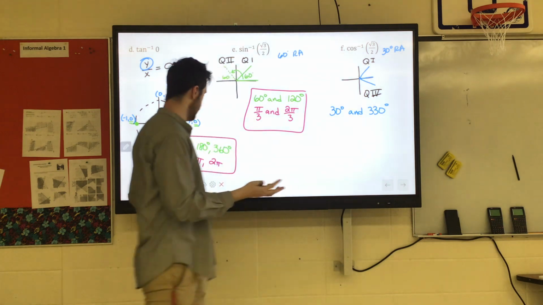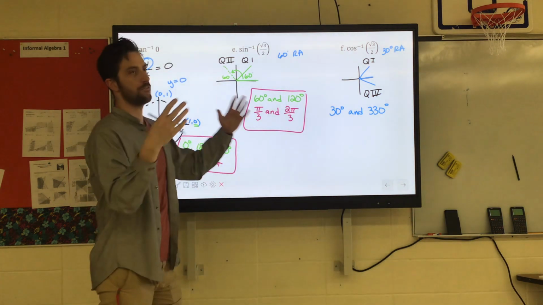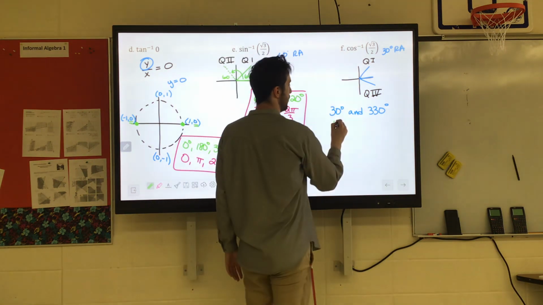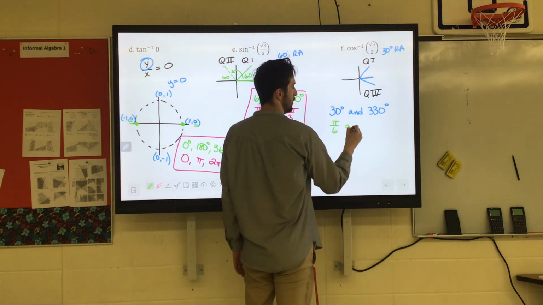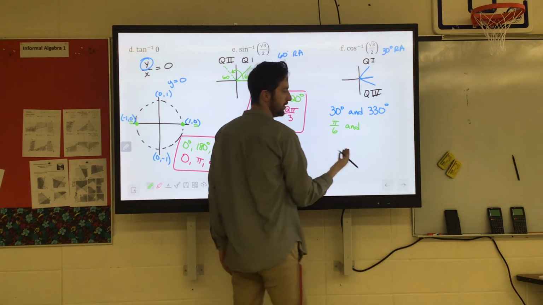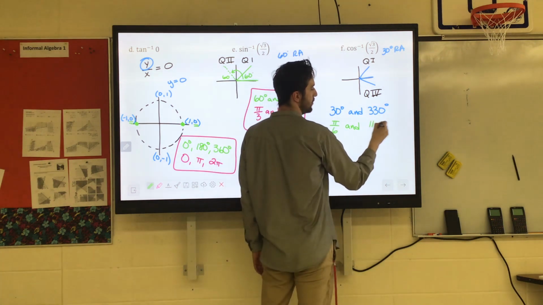And we'll just scale these. 30 is what fraction of 180? It's 1/6 of 180. So this would be pi over 6. 330 is 30 times 11. Pi over 6 times 11, 11 pi over 6.